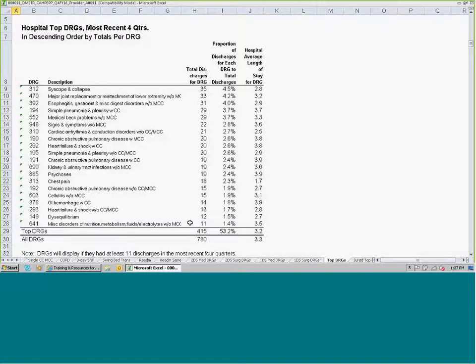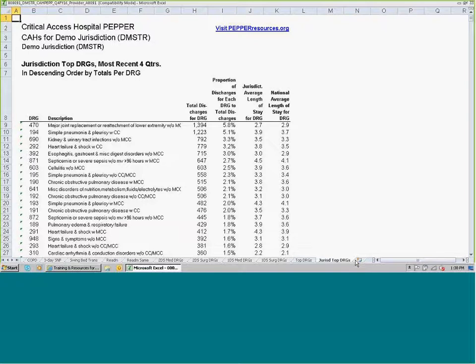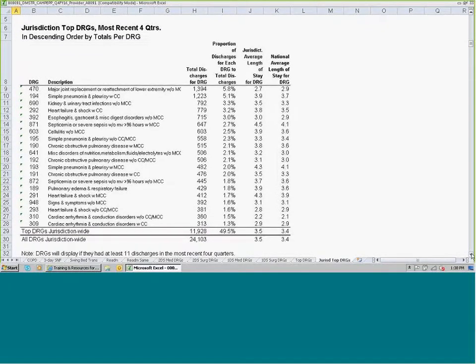This report will include up to 20 DRGs. It is possible that there may not be 20 listed on your report. That would occur if there were DRGs that had fewer than 11 discharges in the most recent fiscal year. In that case, we are not able to display statistics for those DRGs. At the bottom of the report, we have some summary statistics for the top DRGs as well as for all. And we also have a similar report that is aggregated at the jurisdiction level that includes the same type of information for the top DRGs in the jurisdiction. We have the jurisdiction average length of stay as well as the national average length of stay included.